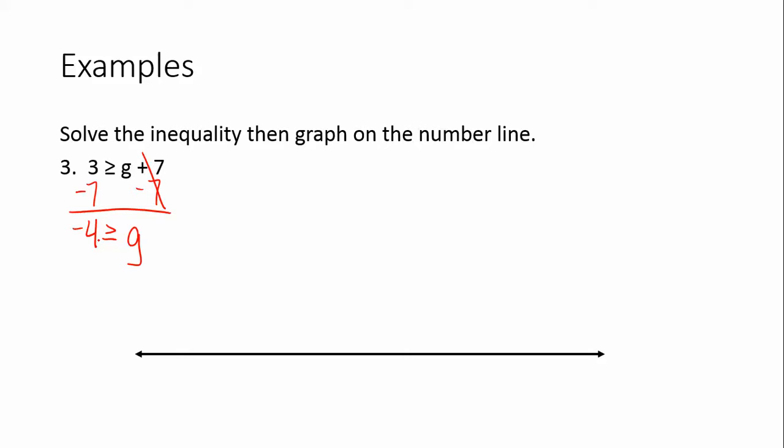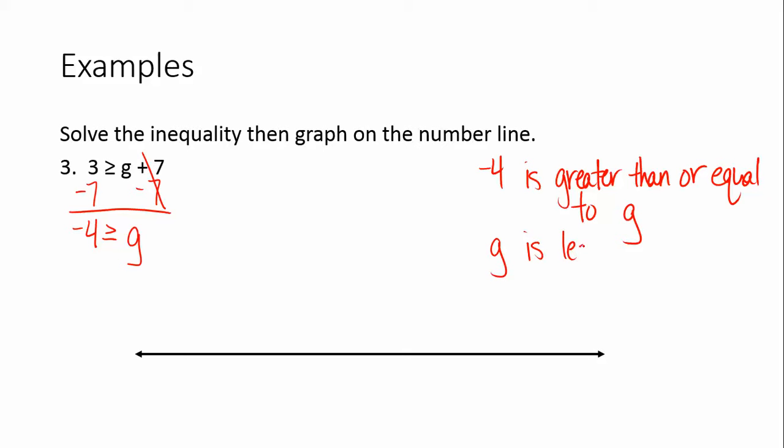To say that negative 4 is greater than or equal to g is the same thing as saying that g is less than or equal to negative 4. Okay, these two things say the same thing. We need to rewrite this inequality by flipping everything around. This will allow us to shade in the correct direction.